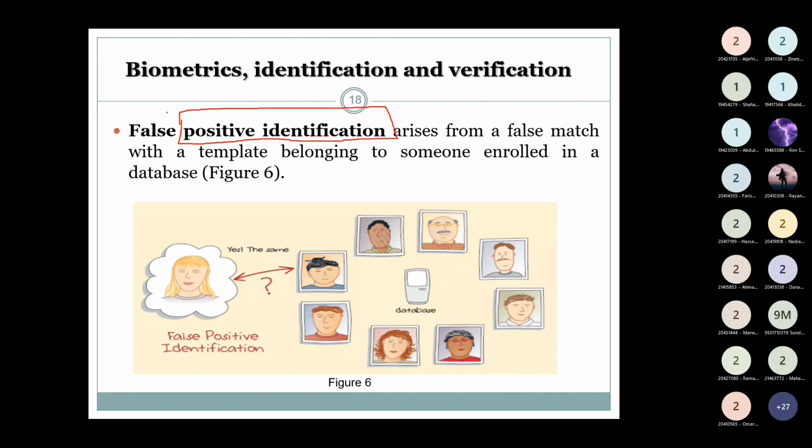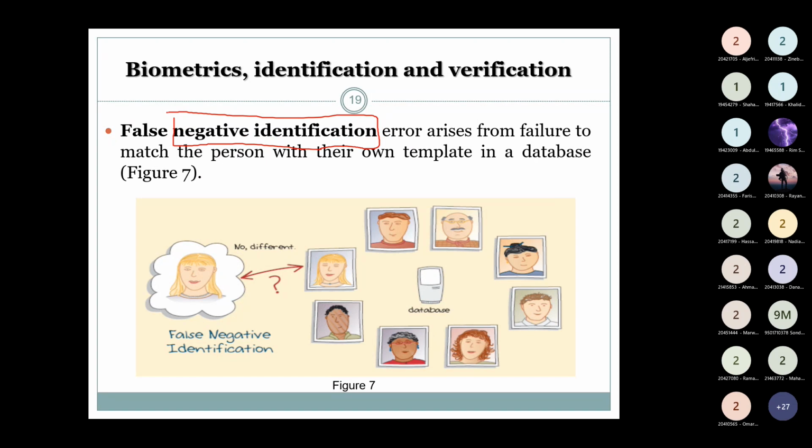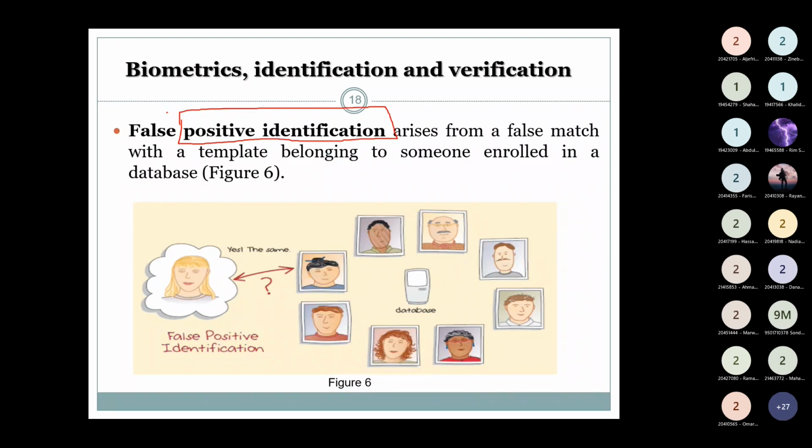In the positive identification, you will check what? You will check if the person is a member or not. Good, Sadia. To check whether someone is from a certain group of people. So this is the positive identification. The negative identification is whether someone is not a member of a certain group.